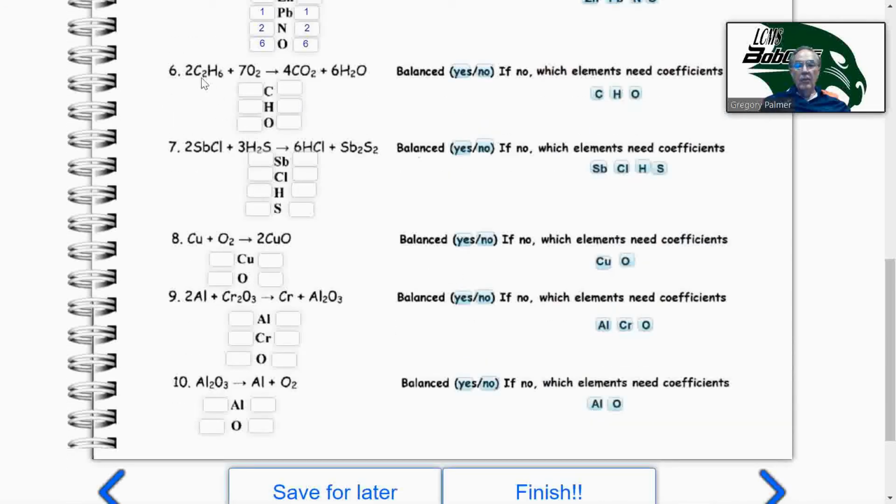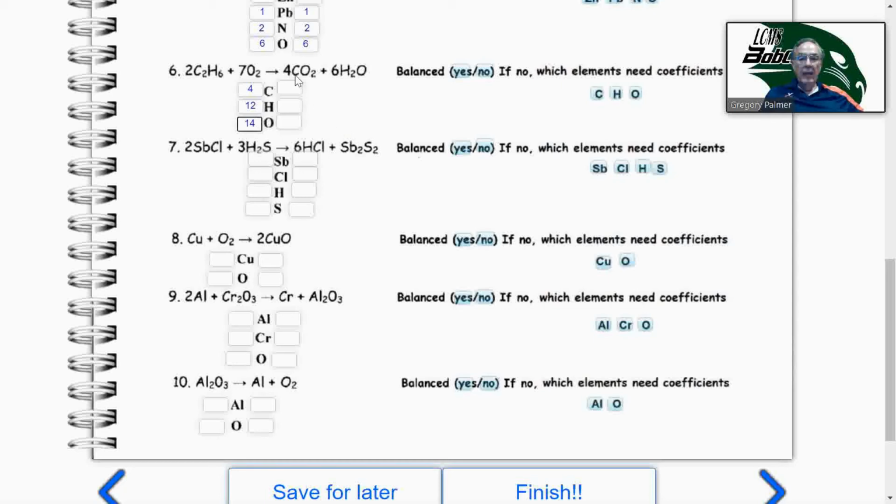It says 2 of the C2H6s, so it's 2 of this whole formula, plus 7 of the diatomic oxygen is going to yield 4 carbon dioxides plus 6 water molecules. So remember, the coefficient goes to the whole molecule. To figure out our carbons, we say 2 times 2 is 4. 2 times 6 is 12 hydrogens. And we have 7 times 2 is 14 oxygens.